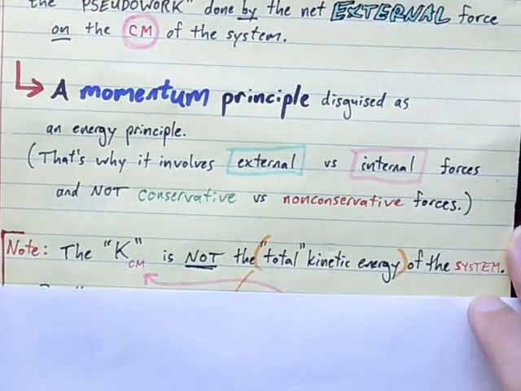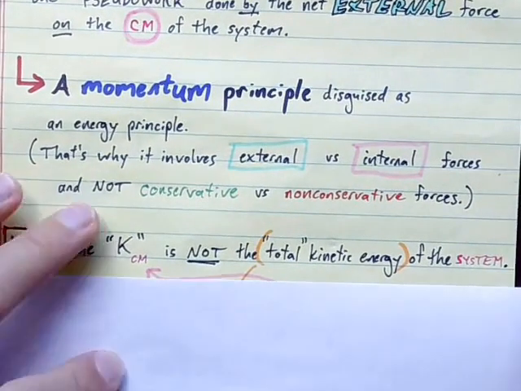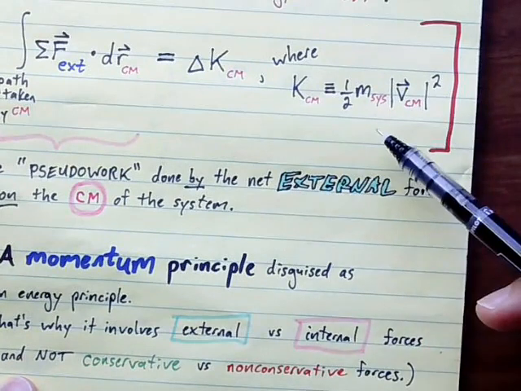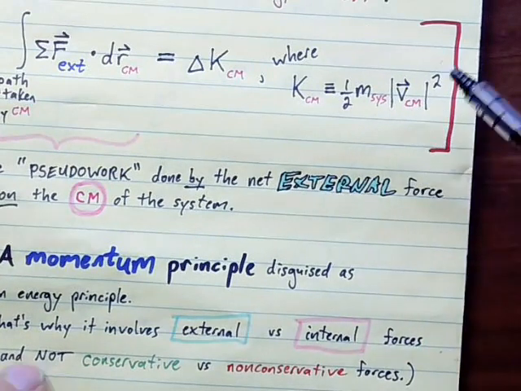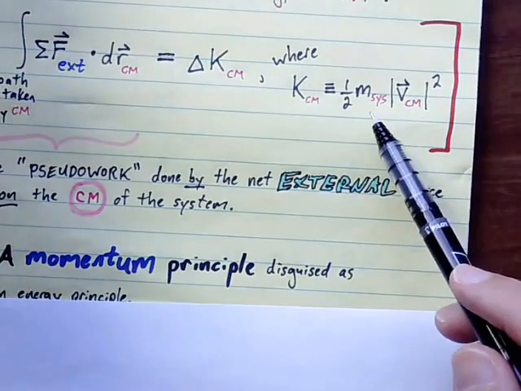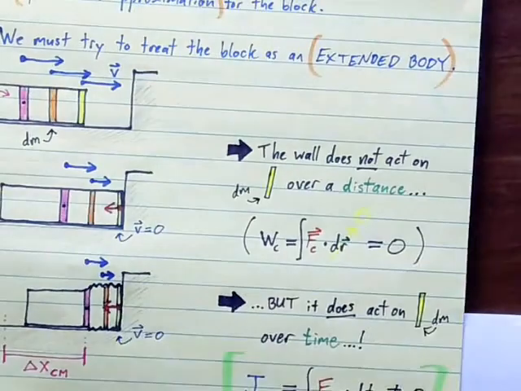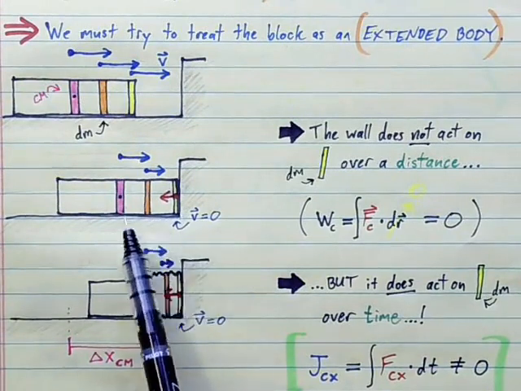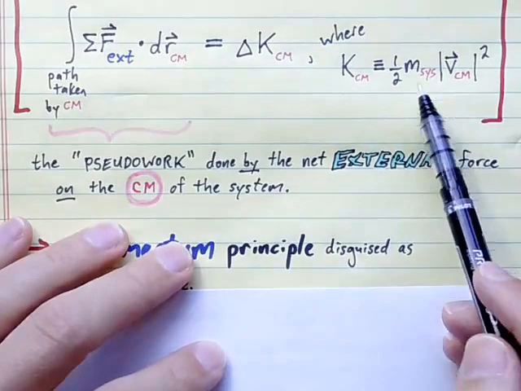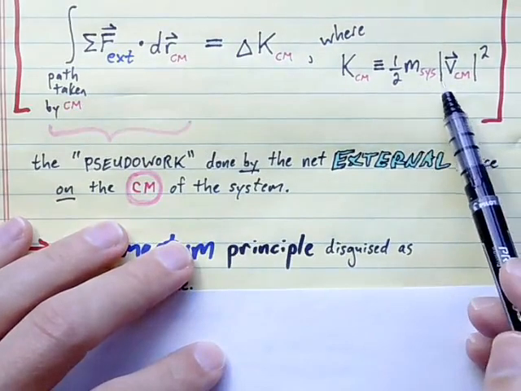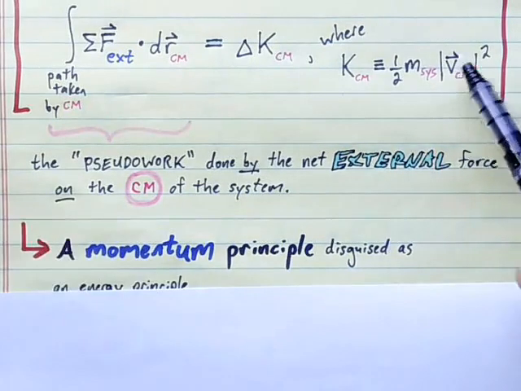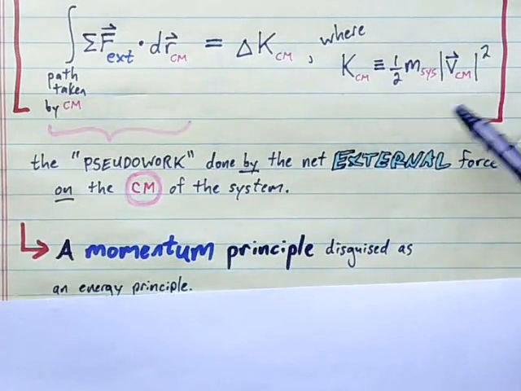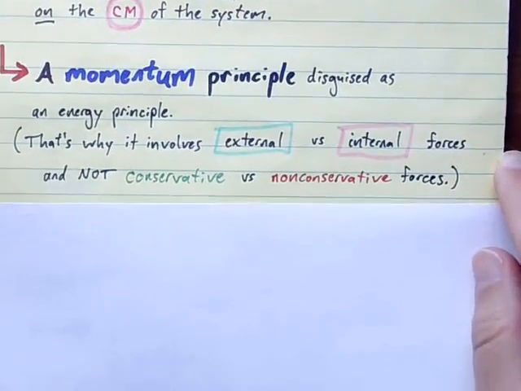Note about the KCM. This is not the total kinetic energy of the system. It might look like it, but it's not. After all, the parts of the system, all these little slices of mass, are all moving at different velocities. So the total mass of the system is definitely not moving at this speed. This is just the speed of the little bit of mass at the center of mass. So this is not the total kinetic energy of the system, although it looks like it.